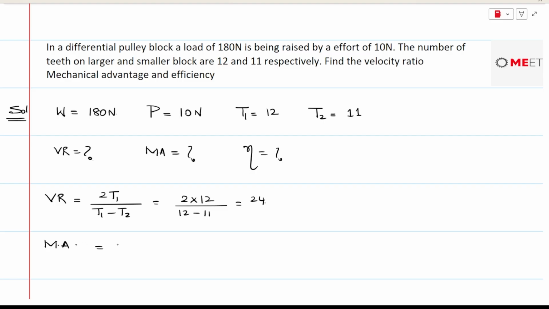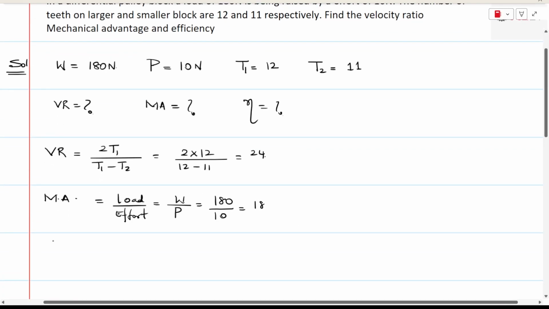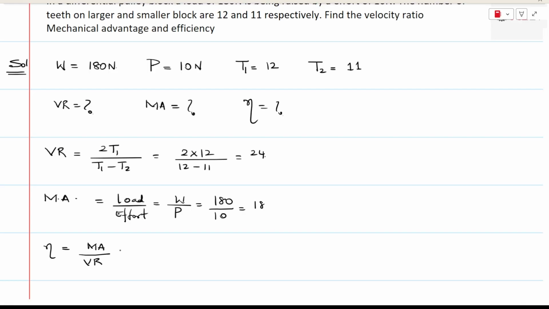Next is mechanical advantage. Mechanical advantage is load by effort. So W divided by P, that is 180 by 10, which is 18. And efficiency is given by the ratio of mechanical advantage to velocity ratio. So this is 18 by 24, which is 3 by 4, and that's 0.75, which is 75%.